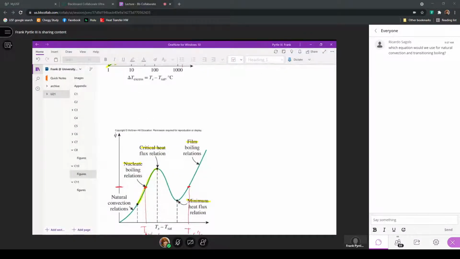So, excuse me, that correlation is defined, but again, it's not a place that we want to operate. Which equation do we use for natural convection? Ricardo, I was saying that the natural convection expression would be in chapter 9, because it's not actually boiling. There are no bubbles being produced. Transition boiling is an expression that is also not included in your text, because it's only obtainable using a temperature controlled experiment, which is not done at all in practice. So it's not presented in this text.